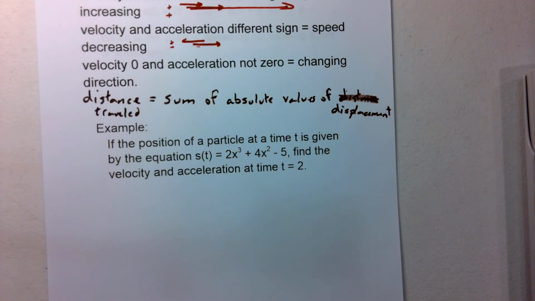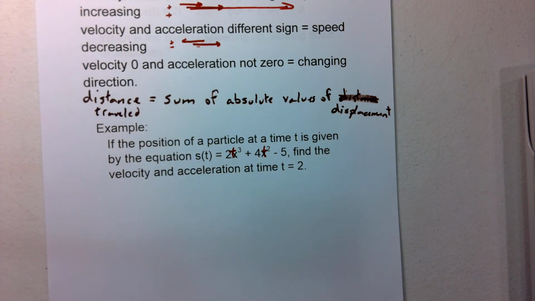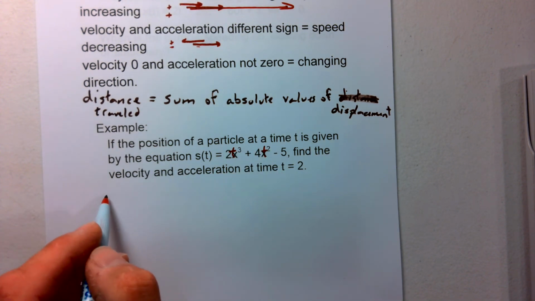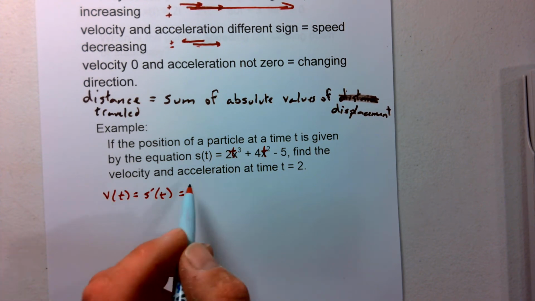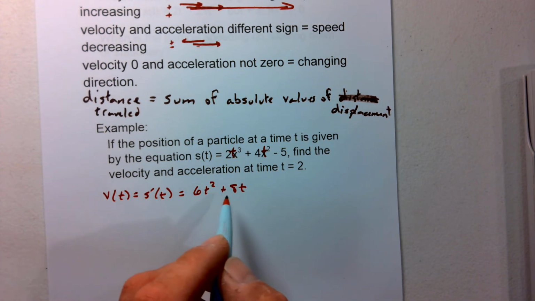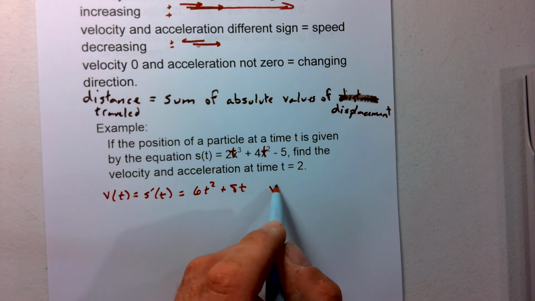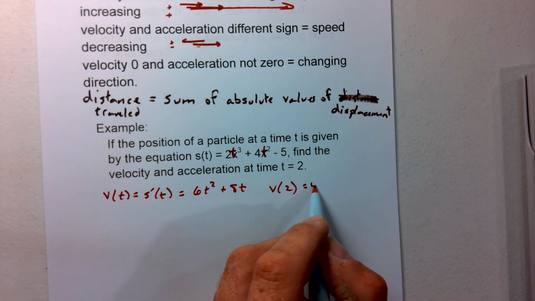So, can we find, if the position of a particle is given at time t by s of t equals 2x squared, I guess those should be t's, couldn't they? Time. Find the velocity and acceleration at time 2. So our velocity is the derivative of the position. Our derivative in this case is 6t squared plus 8t. I can go ahead and find then my velocity at time 2. Going ahead and plugging in my 2 there, and we end up with 40.